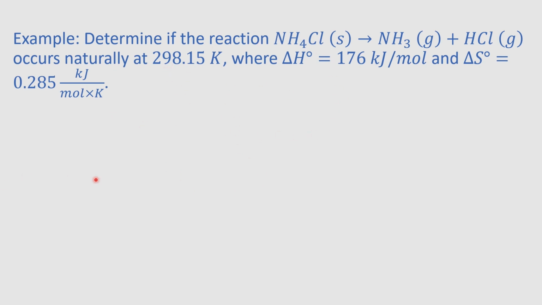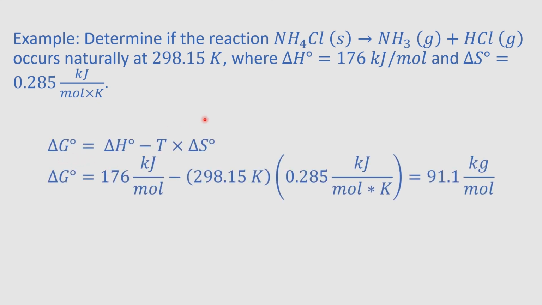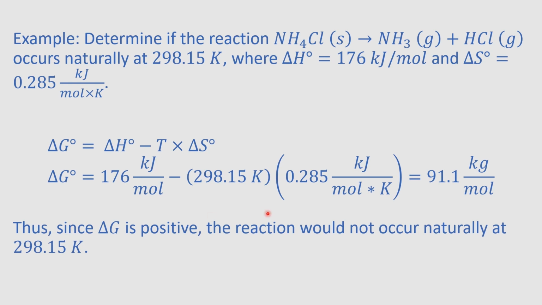Well, we can use the equation we were just given for Gibbs free energy and plug in all of our values. Our delta S is positive here, so we may expect something to happen, but it turns out that our change in Gibbs free energy is going to be a positive 91.1 kilojoules per mole. Delta G is positive, so this indicates that the reaction will not occur naturally at 298.15 Kelvin. This means that at this given condition, this reaction wouldn't occur, but that doesn't mean if, say, we were to increase the temperature, it couldn't happen. It just means that under these conditions, we would not see this reaction happen spontaneously.